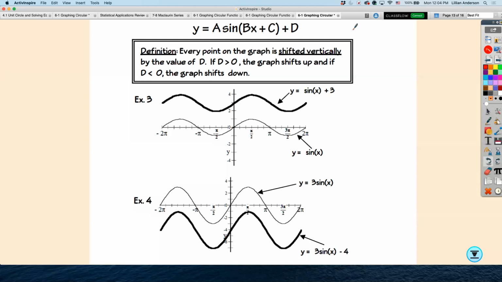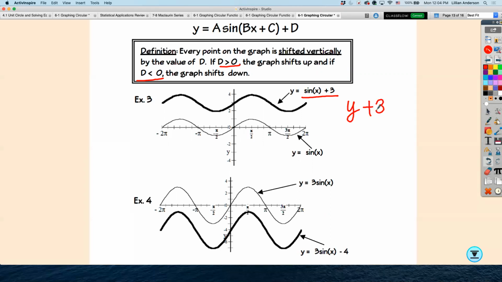Okay. D, that affects your vertical translation, okay? Depending on the value D, your graph's either going to be shifted up or down. If it is greater than 0, that means it's going to go up. Less than 0 is going to go down. Again, that affects my y values. My x's don't change. So here, when I had sine +3, as you can see in the graph, literally every point went up 3 units. So that meant that I had to add 3 to all of my y values.